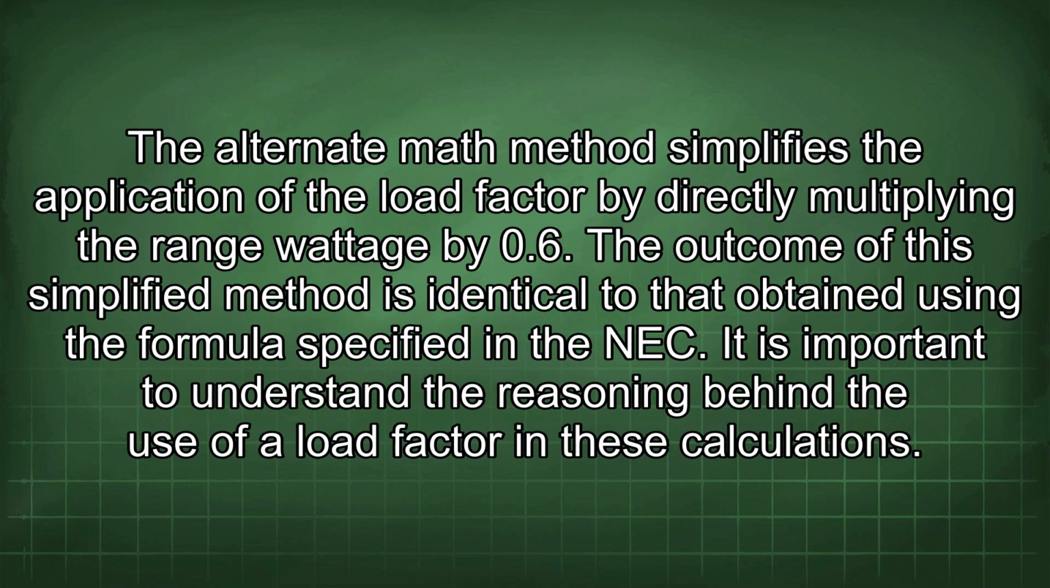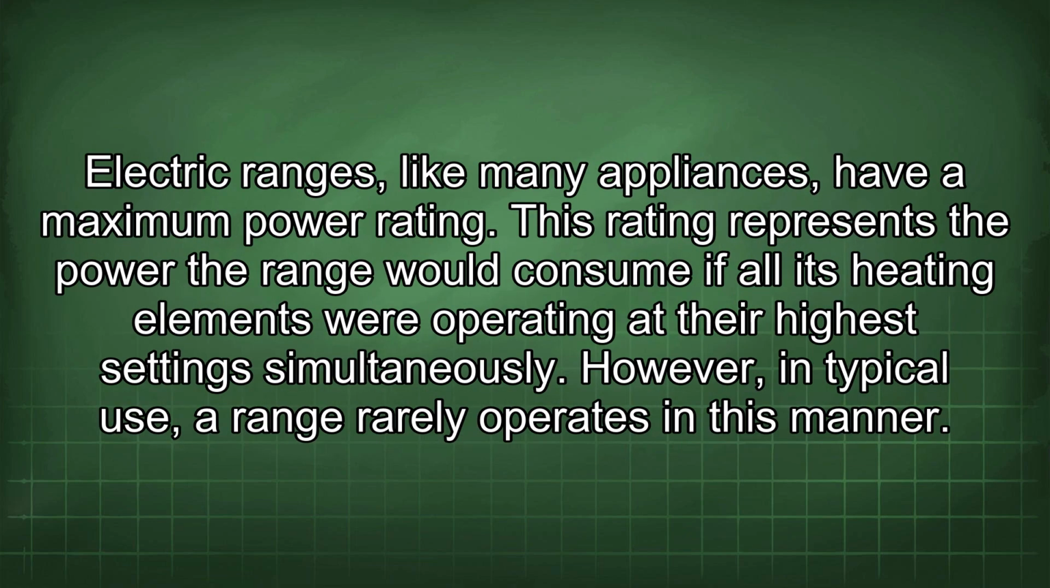The alternate math method simplifies the application of the load factor by directly multiplying the range wattage by 0.6. The outcome of this simplified method is identical to that obtained using the formula specified in the NEC. It is important to understand the reasoning behind the use of a load factor in these calculations. Electric ranges, like many appliances, have a maximum power rating. This rating represents the power the range would consume if all its heating elements were operating at their highest settings simultaneously. However, in typical use, a range rarely operates in this manner.